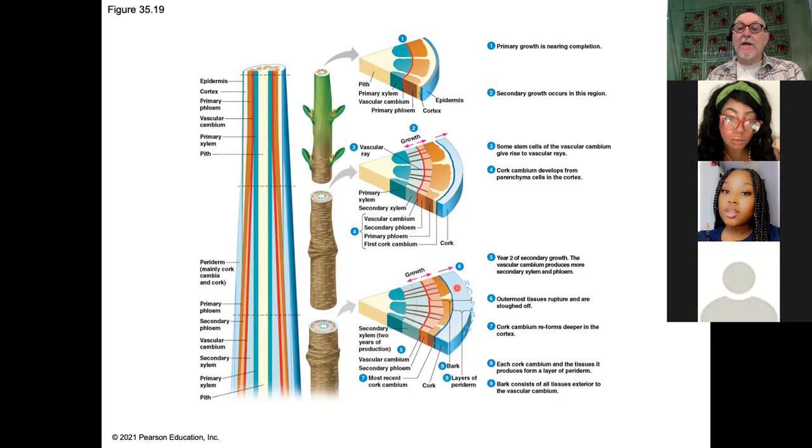So when we look at the outer layers of an old plant, what we're looking at is old crushed phloem and cork all sandwiched in together with one another.